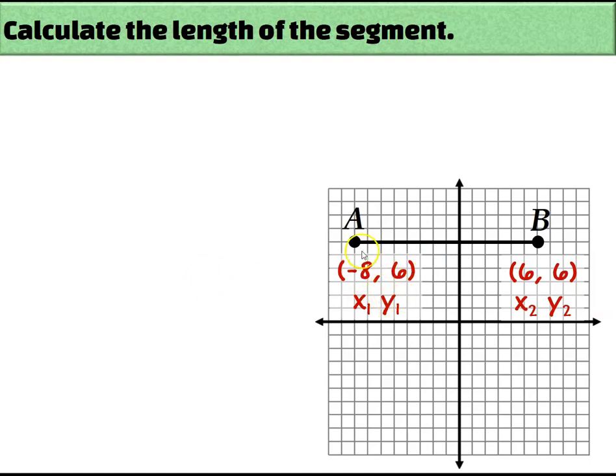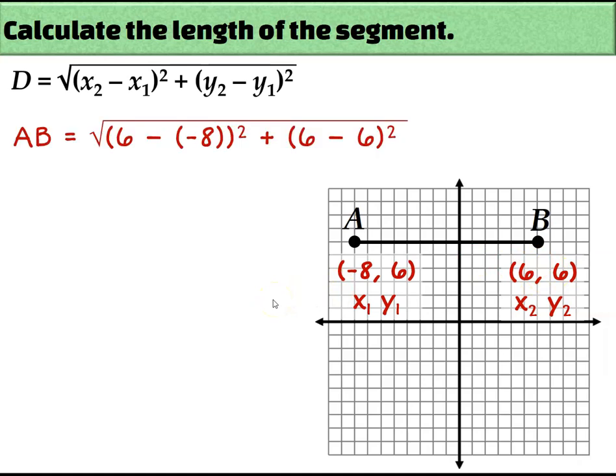A is the point -8, +6. B is the point +6, +6. So let's go ahead and plug those numbers into our formula. So AB would be equal to x2, which is 6, minus, because that's what the formula says, x1, which is -8. So you'll notice here I ended up with a minus. Feel free to write that as a plus instead, because subtracting a negative number is the same thing as adding. Then I'll write a squared, because that's what the formula says, and a plus, because that's what the formula says. Now I need y2, which is 6, and y1, which also happens to be 6.